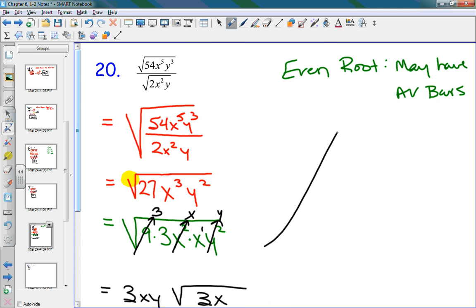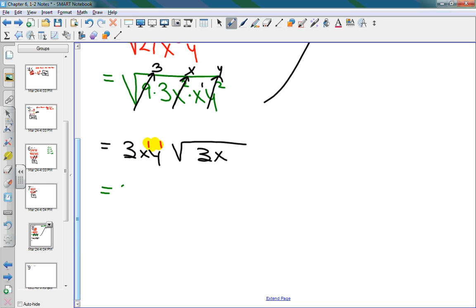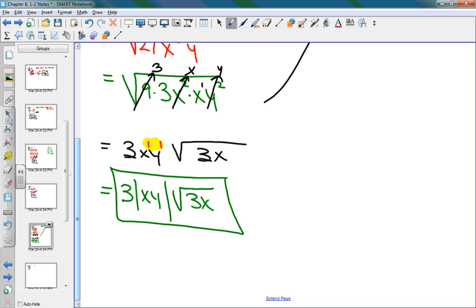But I have got to ask the very important question up here. Do I need absolute value bars? Well, I need to now look at my exponents on each one of these. What's my exponent on the x? A 1. What's my exponent on the y? Is that even or odd? Odd. So could that possibly be negative? Yes. So I need to make sure that that's positive. So I'm going to have 3 absolute value of xy, square root of 3x. Do we get that, yes or no?